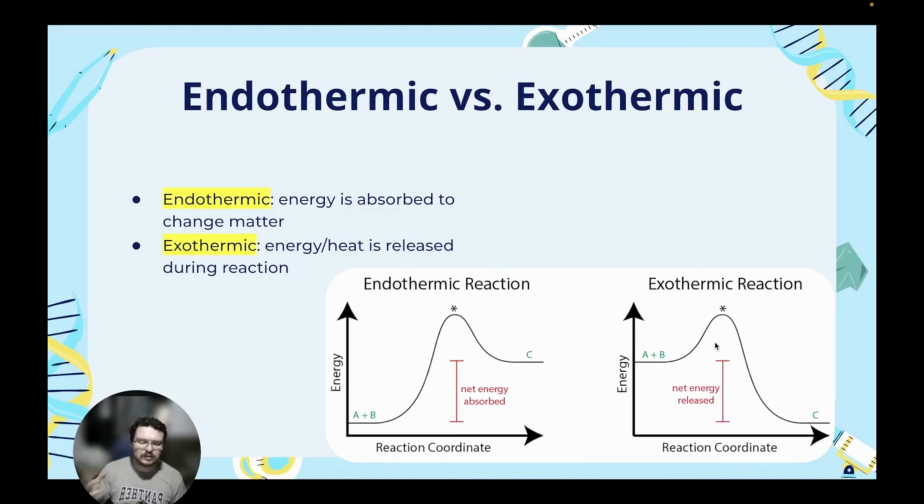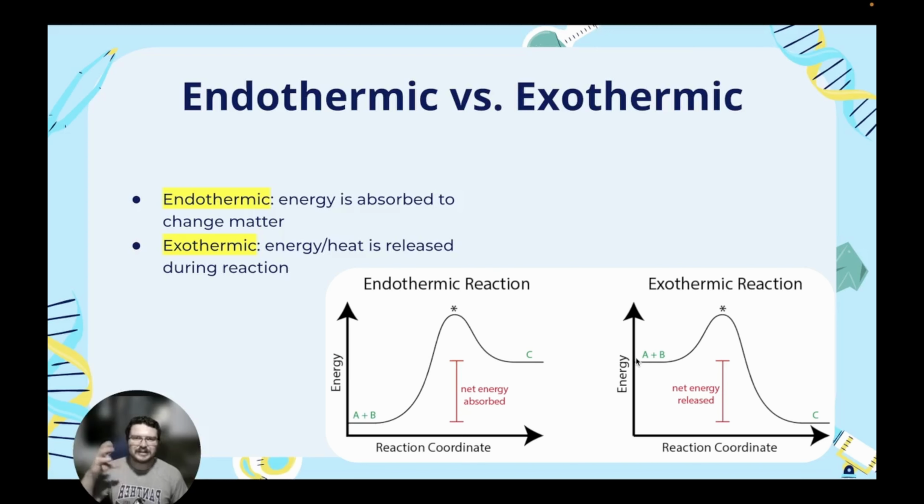Whereas an exothermic reaction is the opposite. So in an exothermic reaction, we have two reactants, A and B, and they start at a higher energy. Initially, they're going to take in a little bit of energy, but they reach a peak, and then at that point, they start to release energy as heat, and the end product has a lower total energy than the initial two reactants, A and B.